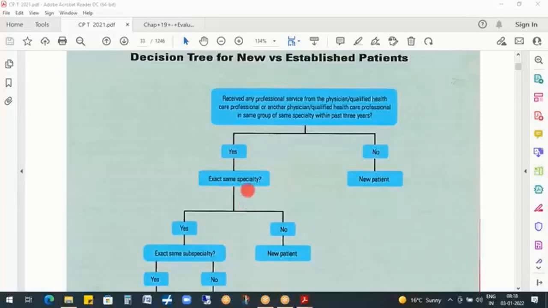That means previously I went to a cardiologist. Now this time also, do I prefer a cardiologist? If I said no, this time I want to go for orthopedic, then I will become a new patient. That means if it is the same group of practice, then what do I need to look for?